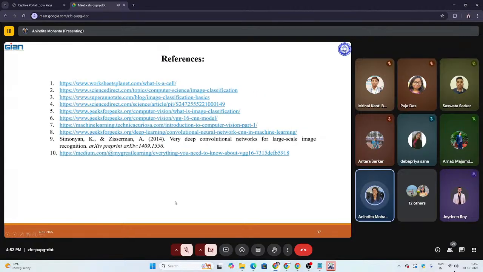These are the references I have used, and this is the whole VGG16 paper I have mentioned, which was first proposed by the Visual Geometry Group, reference number 9.